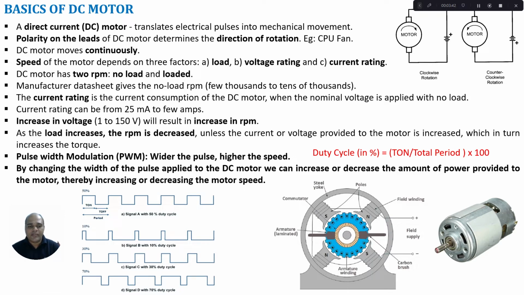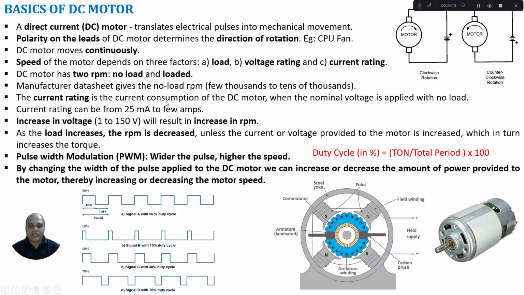The second parameter is current rating. By changing the current rating, which means by supplying current to the rotor coils, we can change the speed of the DC motor. The current rating is defined as the current consumption of a DC motor when a nominal voltage is applied with no load condition. Usually this current rating can be from 25 milliamperes to a few amperes.